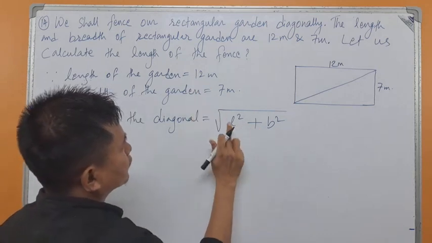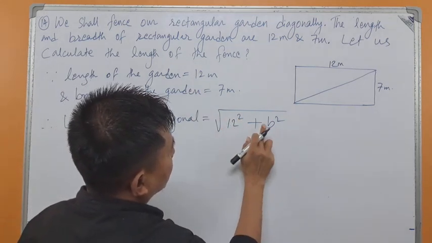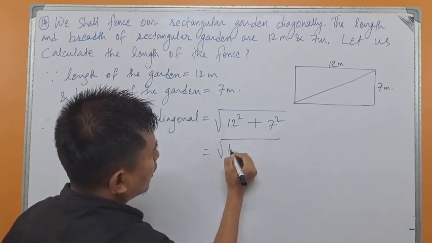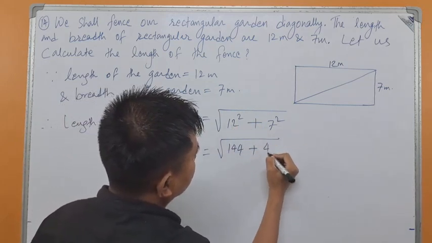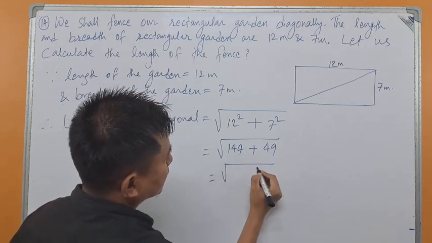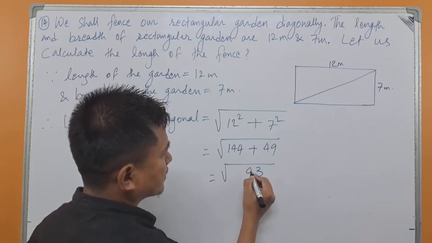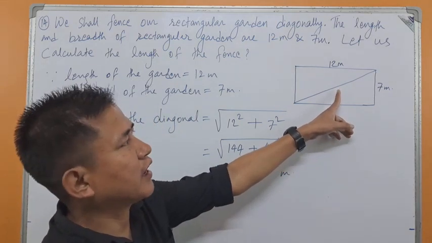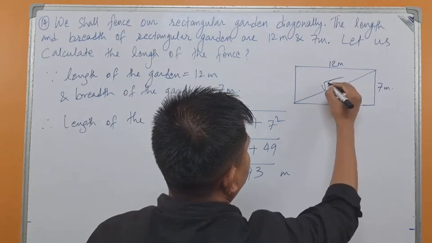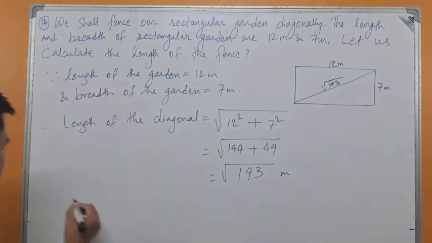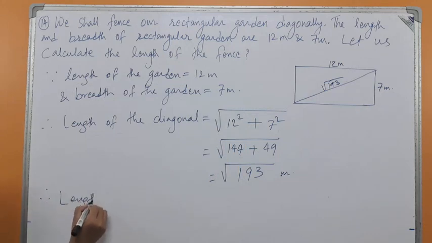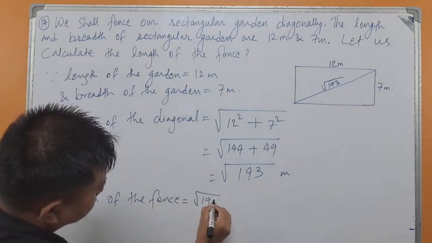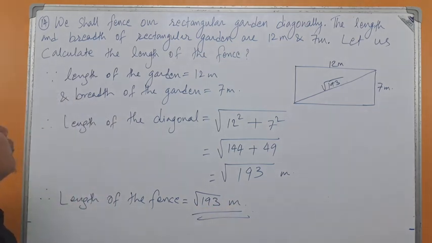So length is 12, so instead of L I am writing 12, okay? And the breadth is 7, so instead of B I am writing 7. 12 square is 144 plus 7 square is 49. So this will give us 193. So root under 193 meter. Length of the diagonal of this rectangular garden is root under 193 meter. So that is the length of the fence, isn't it? Therefore, length of the fence equal to root under 193 meters, okay? So this is the solution for question number 14.